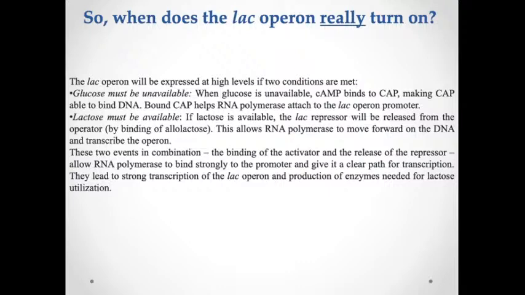So when does the Lac operon really work? When does it turn on? Mainly in two conditions. First, glucose must be unavailable. cAMP binds to CAP, making CAP able to bind to DNA, leading to the Lac operon promoter being attached. Second, lactose must be available. If lactose is available, the Lac repressor will be released from the operator by the binding of allolactose, and this allows RNA polymerase to move forward on DNA and transcribe. If these two events happen in combination, then you have a strong production of mRNA.